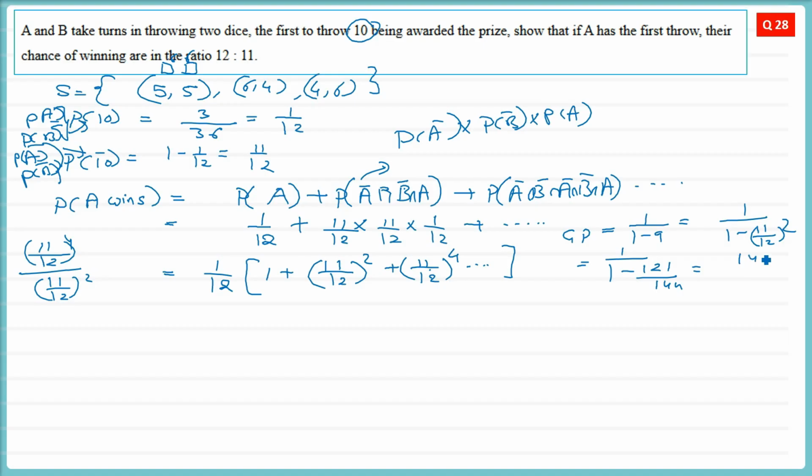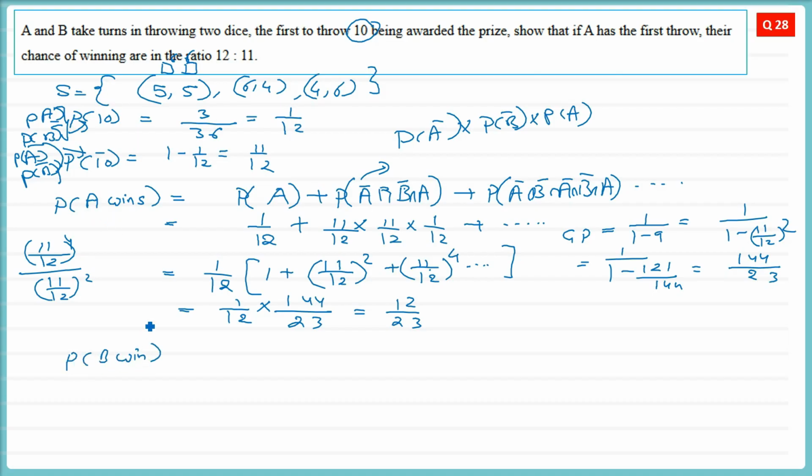So 144 goes up. 144 minus 121 is 23. This is 1 by 12 multiplied by 144 divided by 23. So this is 12 by 23, because 12 times 12 is 144. Now P(A wins) is 12 by 23.